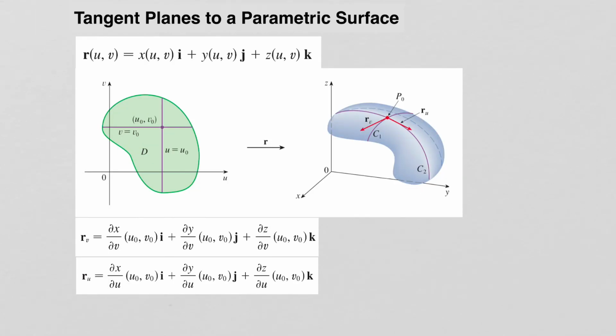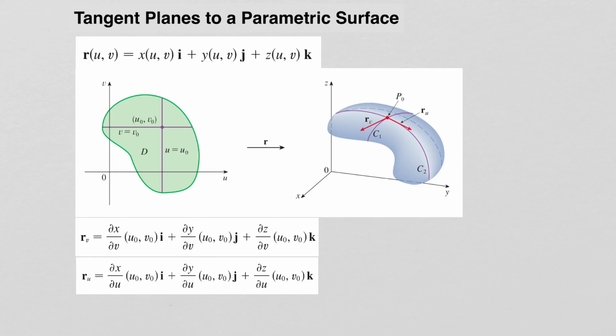Now let's talk about finding tangent planes to a parametric surface. Suppose we have a vector function defining a parametric surface in R3, and over here we have our domain in the UV coordinate system. And over here we have a point P naught on the surface, and we want to find the tangent plane at that point. So first of all, let's realize that there is a grid line that we can draw here by holding one of the variables constant, and a grid line that we can draw here by holding the other variable constant.